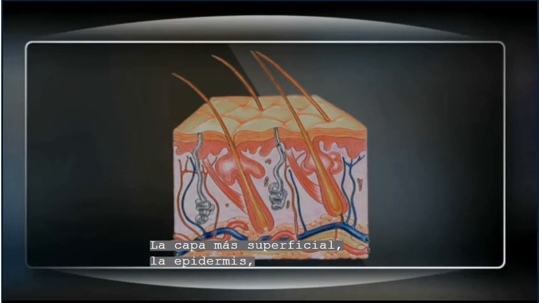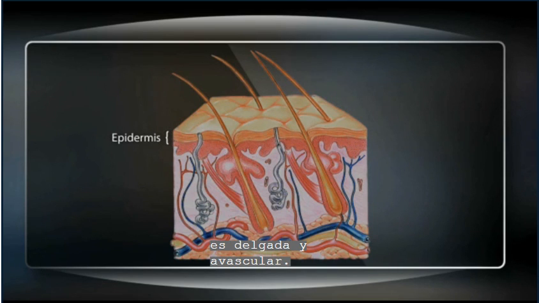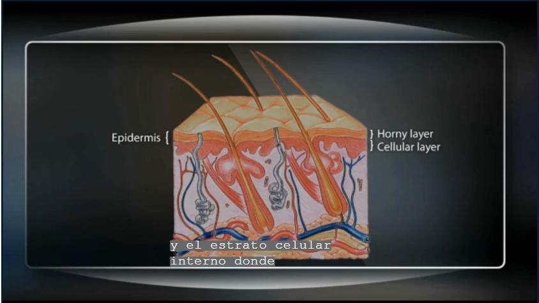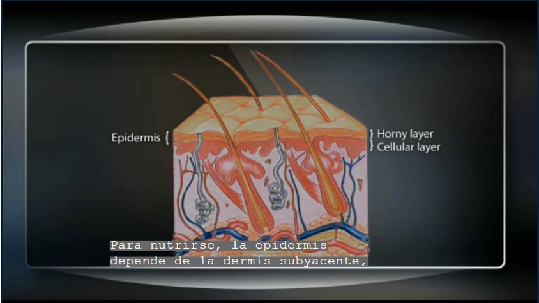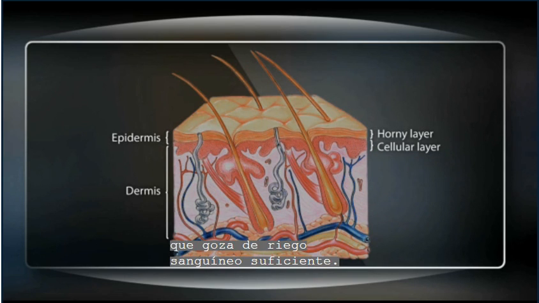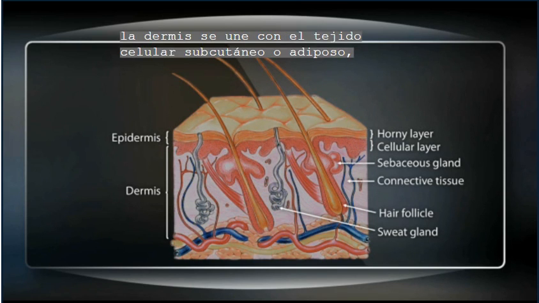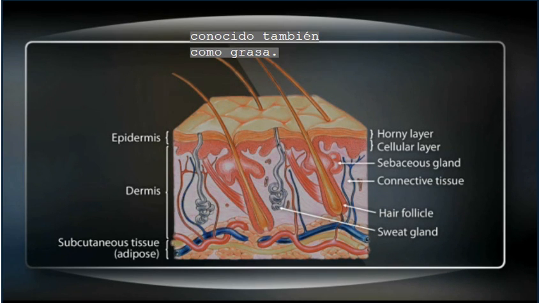The most superficial layer, the epidermis, is thin and has no blood vessels. It is divided into two layers, an outer horny layer of dead keratinized cells and an inner cellular layer where both melanin and keratin are formed. For its nutrition, the epidermis depends on the underlying dermis, which is well supplied with blood. The dermis contains connective tissue, sebaceous glands, sweat glands, and hair follicles. The dermis merges below with subcutaneous tissue, or adipose, also known as fat.